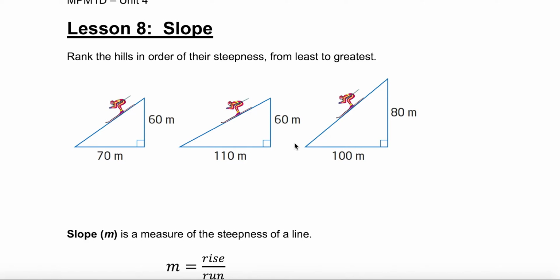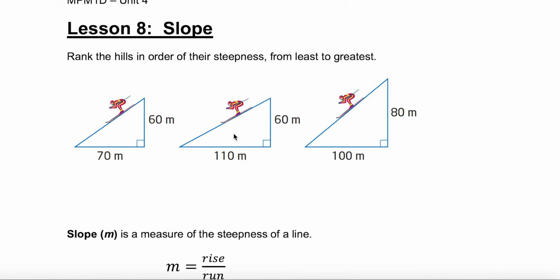Lesson 8 is on slope. The first thing is rank the hills in order of their steepness from least to greatest. So if we look at which one of these is the steepest hill, to me it kind of looks like this one looks really steep. The third one maybe is the steepest. This one doesn't look very steep at all.